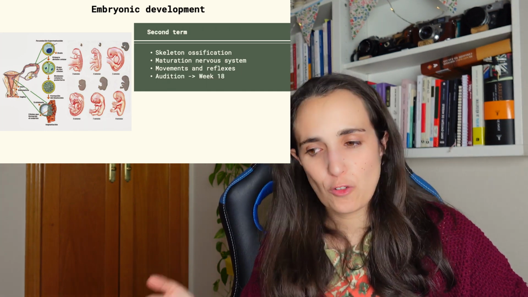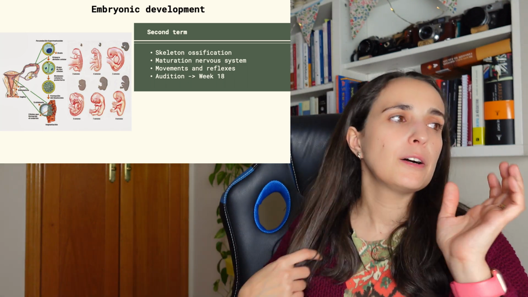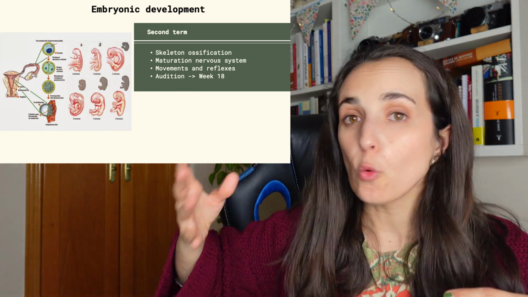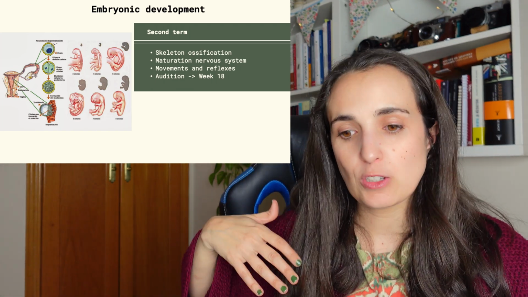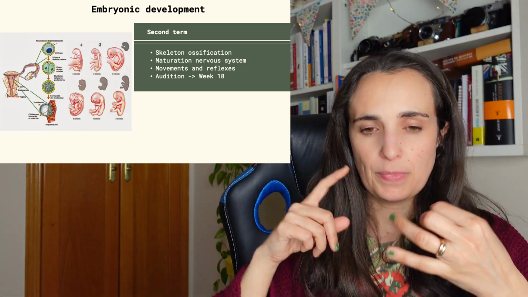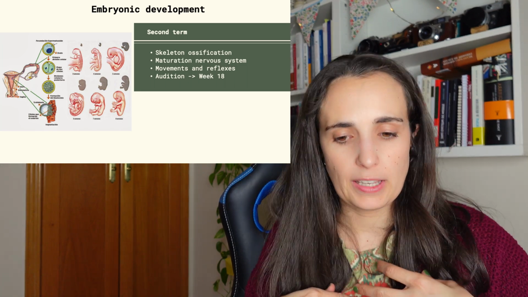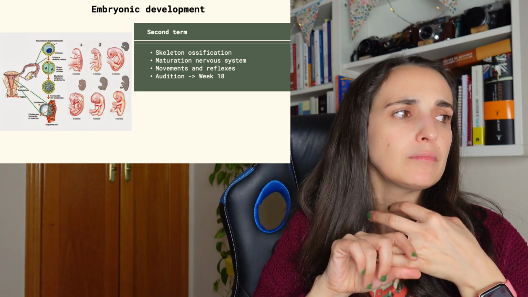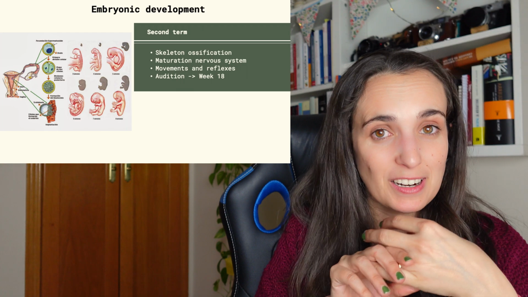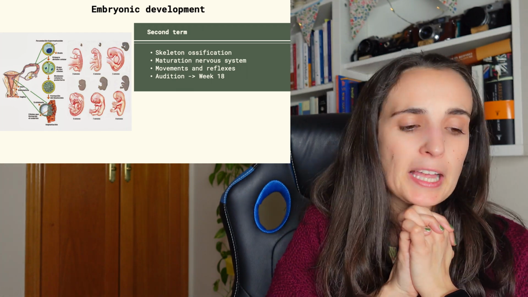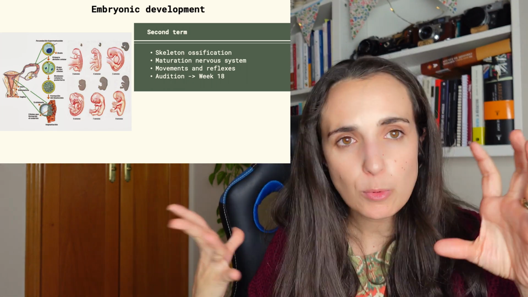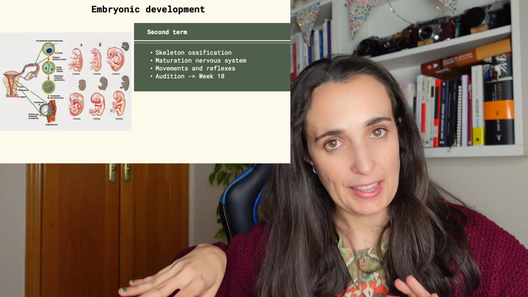In the second term, so from month 3 to 6, we already have all the cells prepared to transform into an organ or a structure. Okay, they are going to get differentiated. We will mature the nervous system, the skeleton also. Okay, so skeletal system. They will start moving, so the locomotory system is going to start being prepared, and in week 18 they can already hear. So all the nervous system and locomotor system is going to be almost ready.